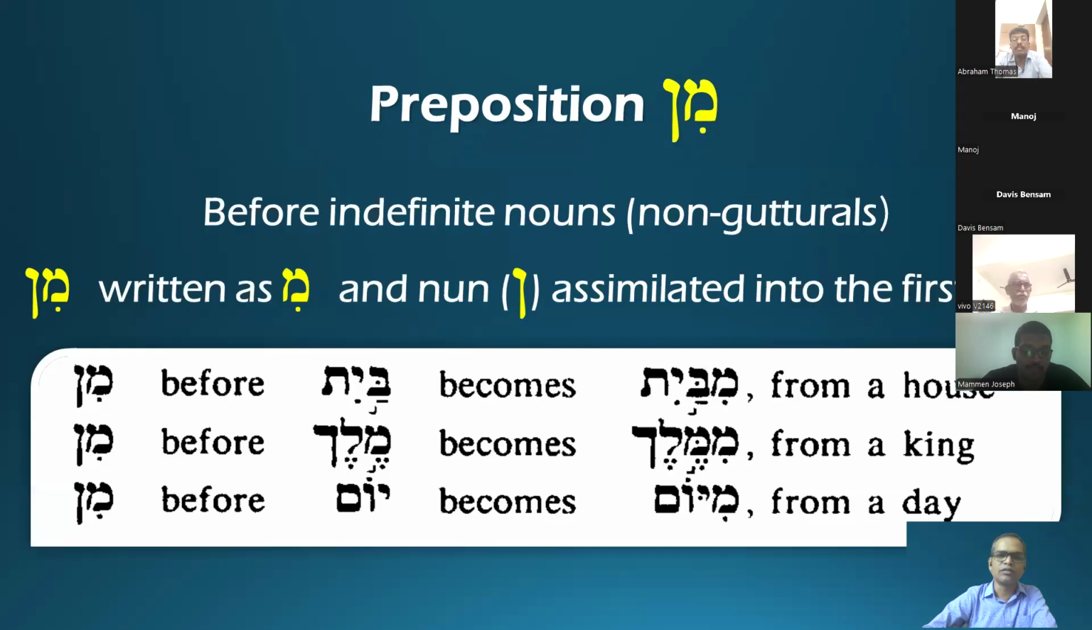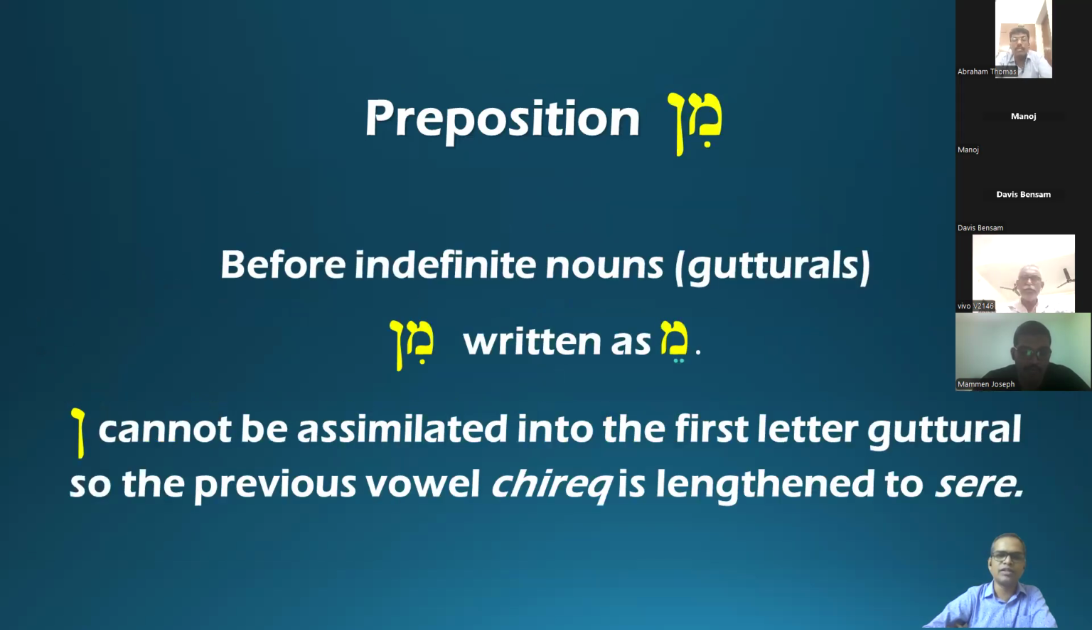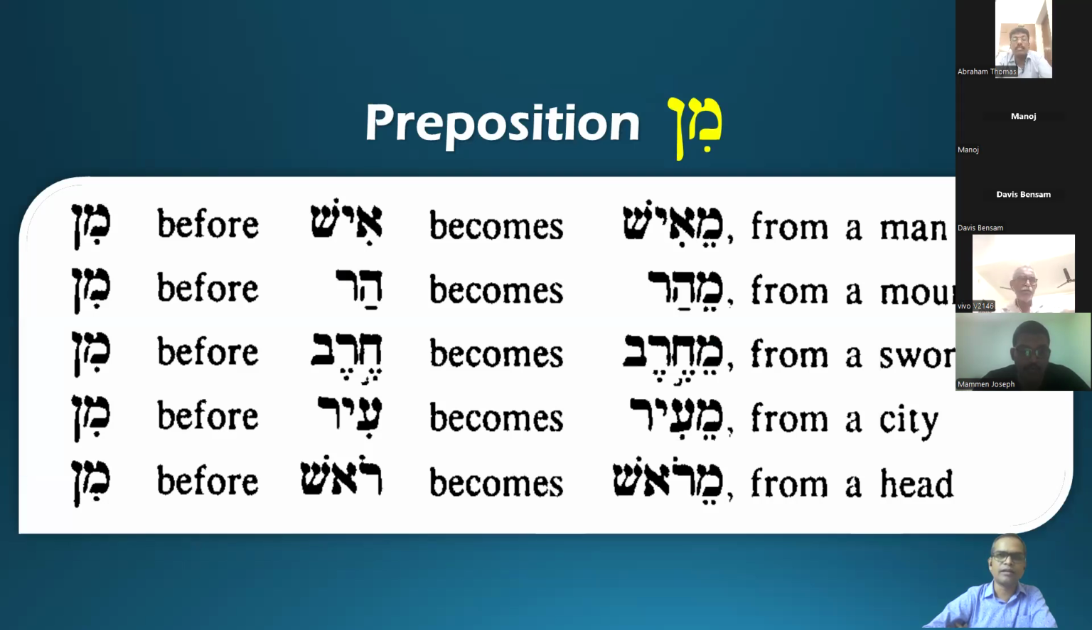All right. So min before indefinite nouns that begin with a non-guttural, mem and hirak will be placed, and nun will be assimilated into the first consonant in the form of dagesh forte. If the initial consonant in an indefinite noun is a guttural, then the presence of min will be in this form. Nun will not appear anywhere. That means nun disappears, and the hirak under mem has to be lengthened from hirak to sere. So this is what happens with min as a preposition.